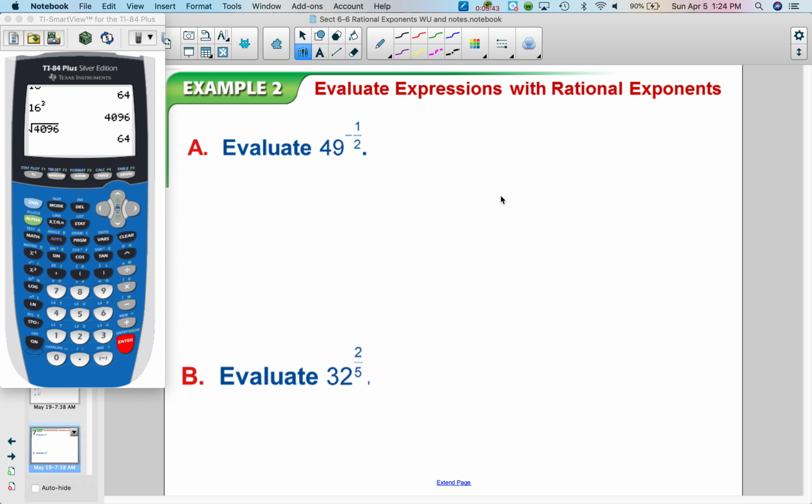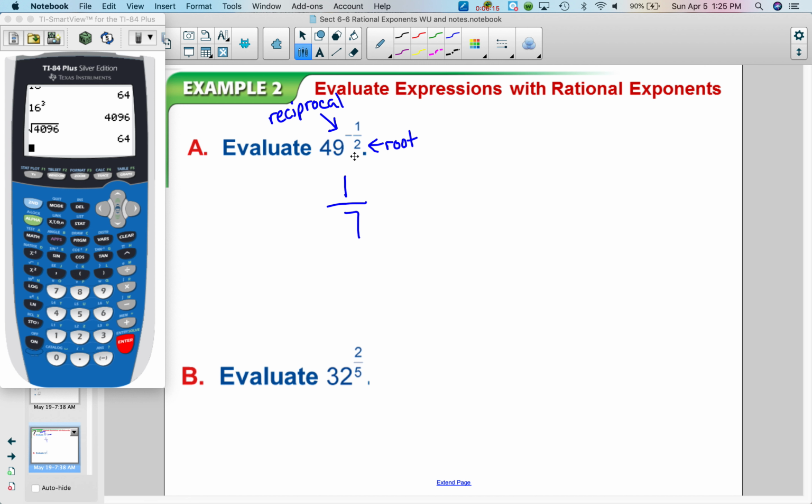So this next example, we're evaluating expressions with rational exponents. So a couple things I want you to remember here. Now, the 2 is the root. So I'm going to take the square root of this 49. And the power is a 1, so I don't have to do anything there. So I'm taking the square root of 49. But the negative power, remember, it doesn't mean the answer is negative. It means reciprocal. So that means I'm going to take the square root of 49, which is 7, but I have to do the reciprocal, so I get 1/7.